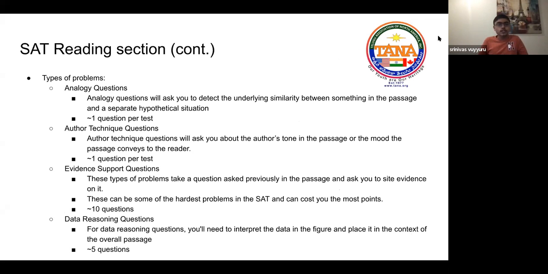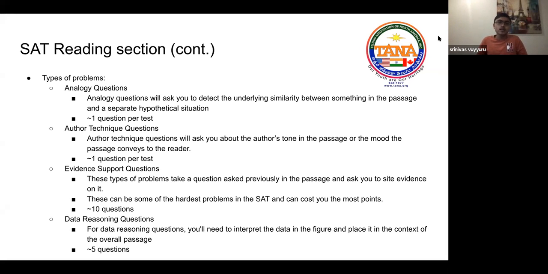So, more types of questions in the SAT reading section. You have analogy questions, which ask you to identify similarity between something in a passage and some hypothetical situation. It's only around 1 question a test, so it isn't that important, but you should still know how to do it just in case.